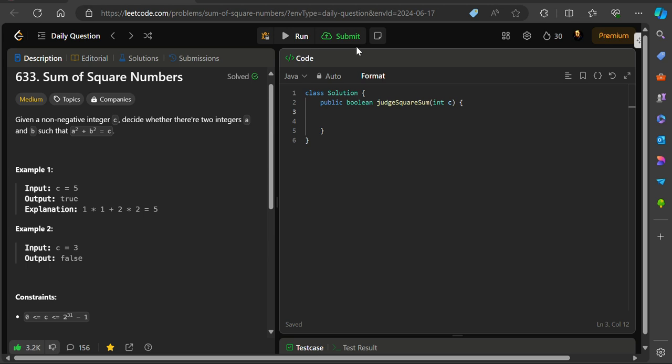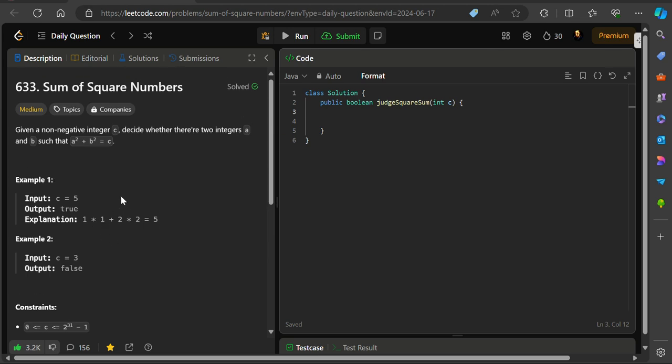Today we will solve a very new LeetCode problem, that is sum of square numbers. In this problem, we have been given a non-negative integer, that is c. Now you have to determine whether we can arrive at c by summation of a square and b square. So let's understand the problem by some test cases.